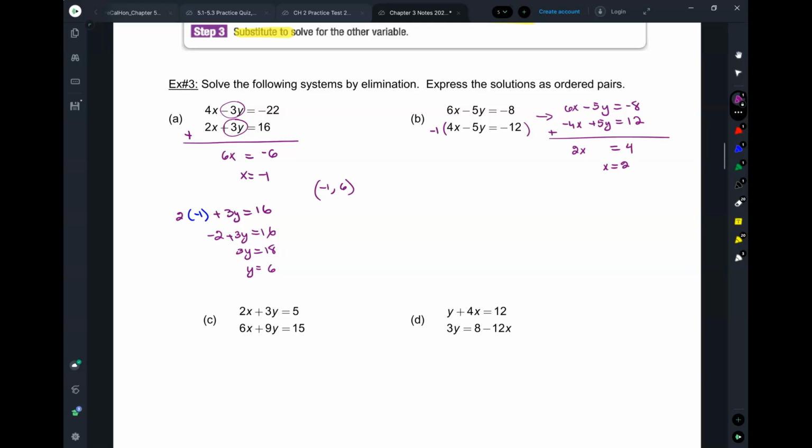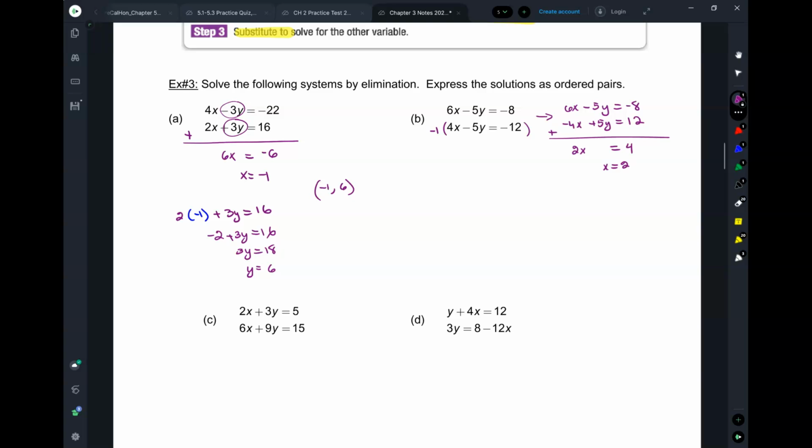X is positive 2. Why can't you just subtract all? You can subtract it, but make sure you change all of them to negative. It's always easier to just change this. Okay, so if you subtract it, it'll be 6x minus 4x, 2x. Negative 5 minus positive 5. And then negative 8 plus 12. So you can do that, right? It's the same. I believe so. Are you allowed to plug it back into the equation before you multiply it by the Yes, yes. Any one of the equations will do.